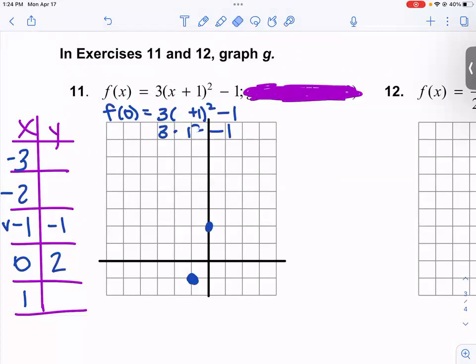Okay, and watch this. If I change it to -2, -2 plus 1 is -1. So now I have 3 times -1 squared minus 1. Also 2.